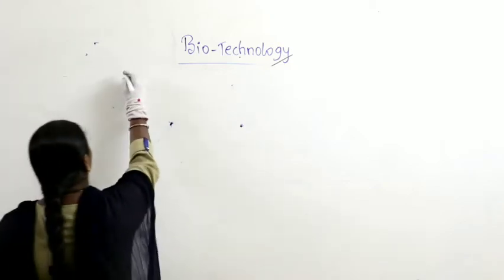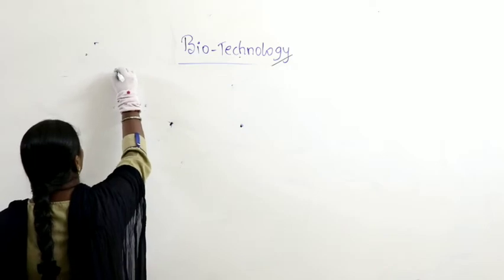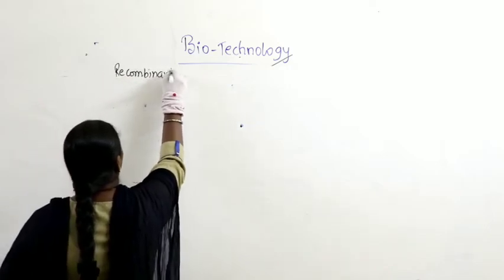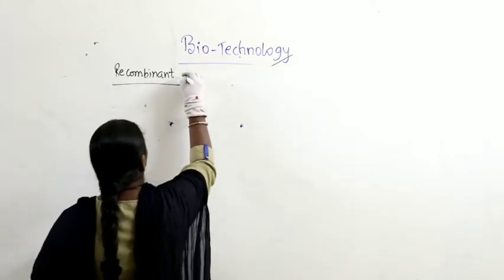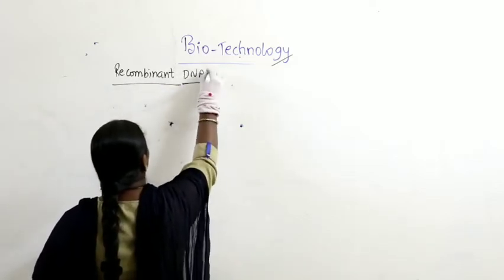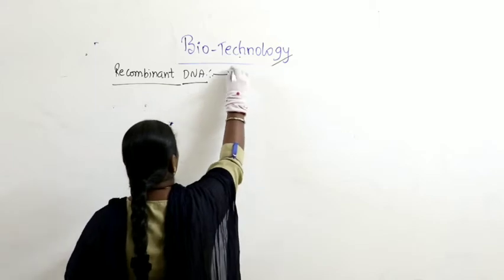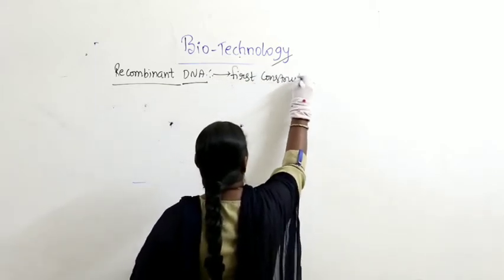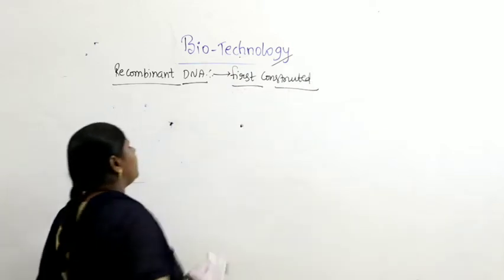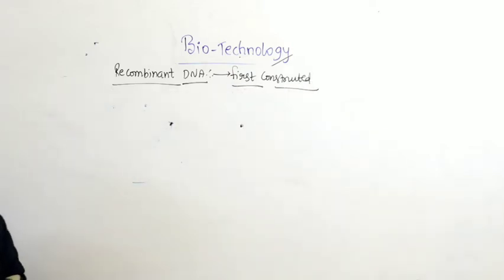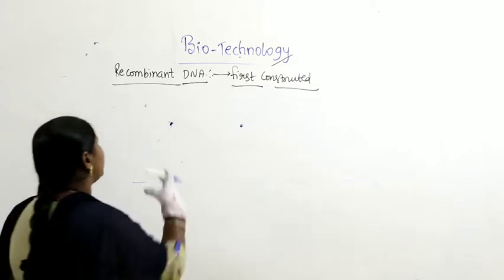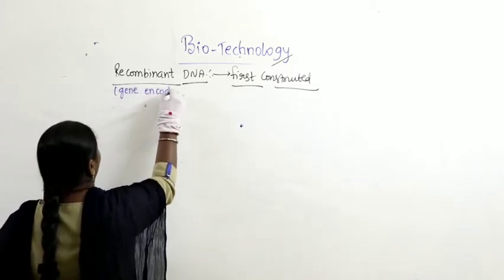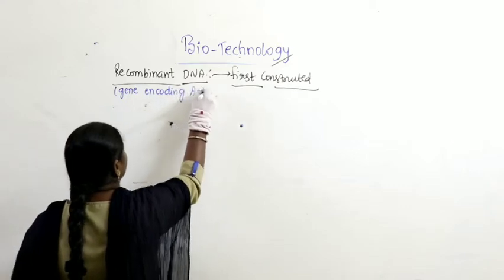In recombinant DNA technology, what is first constructed? What is that first constructed recombinant DNA? It is nothing but the gene encoding antibiotic resistance.